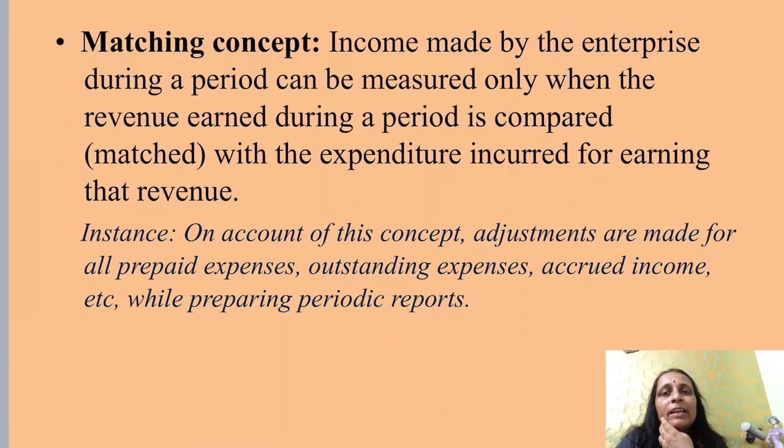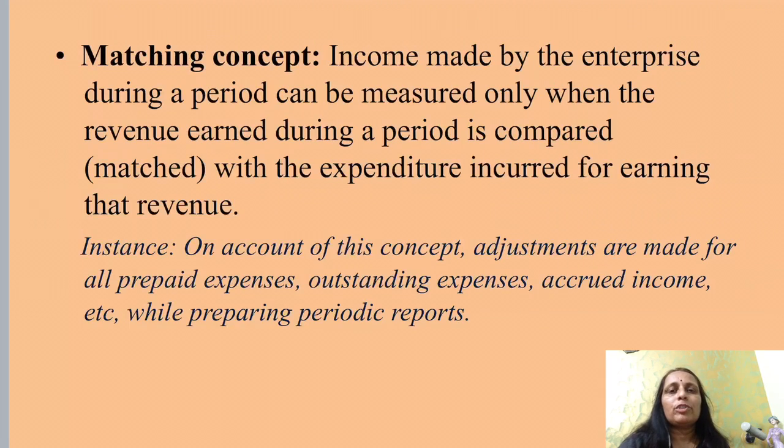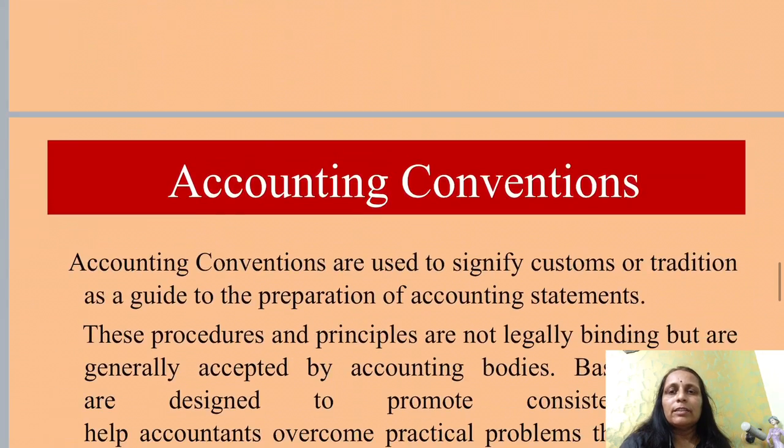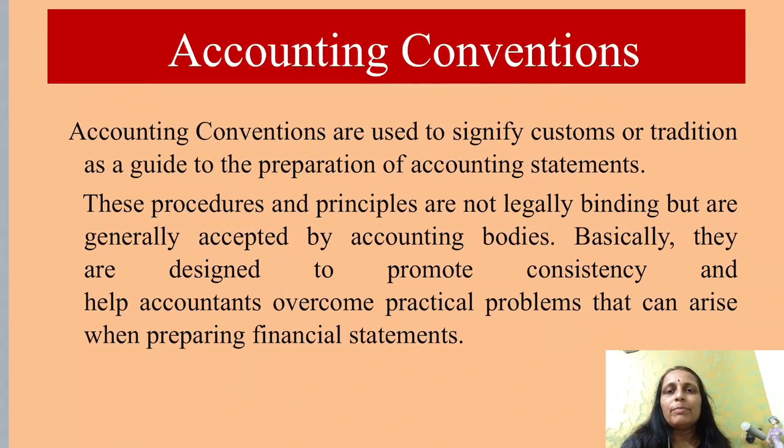It says the income made by the enterprise during a period can be measured only when the revenue earned during the period is matched with the expenses incurred to earn that revenue, right? So, this is the reason that we take into consideration all prepaid expenses, outstanding expenses, accrued income, all these things, because what we are doing, we are matching our revenue with our expenses. These were some of the concepts that we have to take into consideration while writing our books of account.